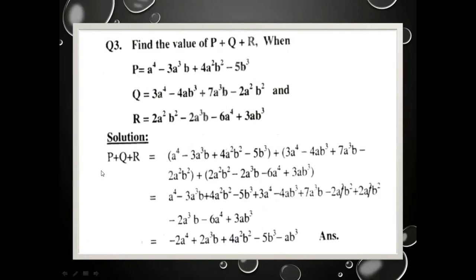So in the solution we will write p plus q, and after that we write the value of p, which is given in the question, within a bracket. As we have a plus sign here, we put a plus sign, then draw a second bracket for q, and write the expression given for q completely inside the bracket. Then put a plus sign because we observe that before r there is a plus sign. So we put a plus sign, draw a bracket and write the polynomial which is given for r.